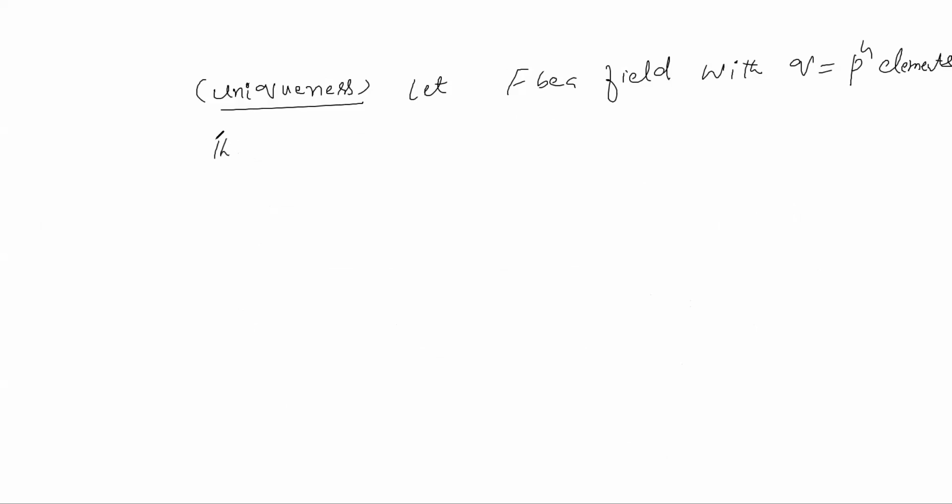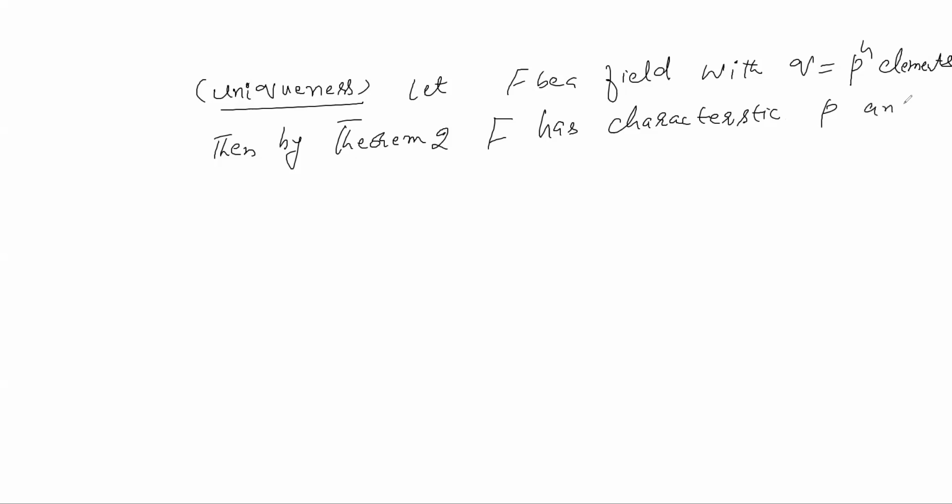Then by theorem 2, F has characteristic p, and so contains F_p as a subfield, because every field of characteristic p has F_p as its prime subfield.